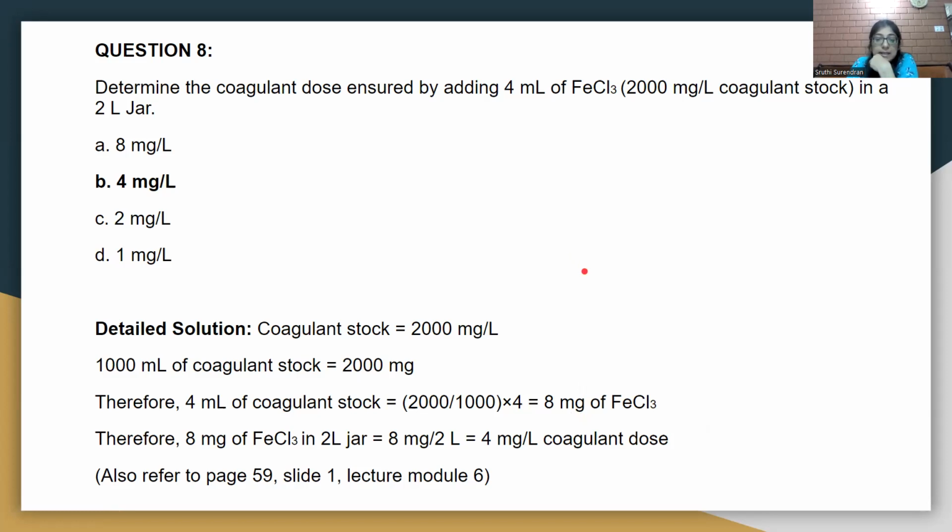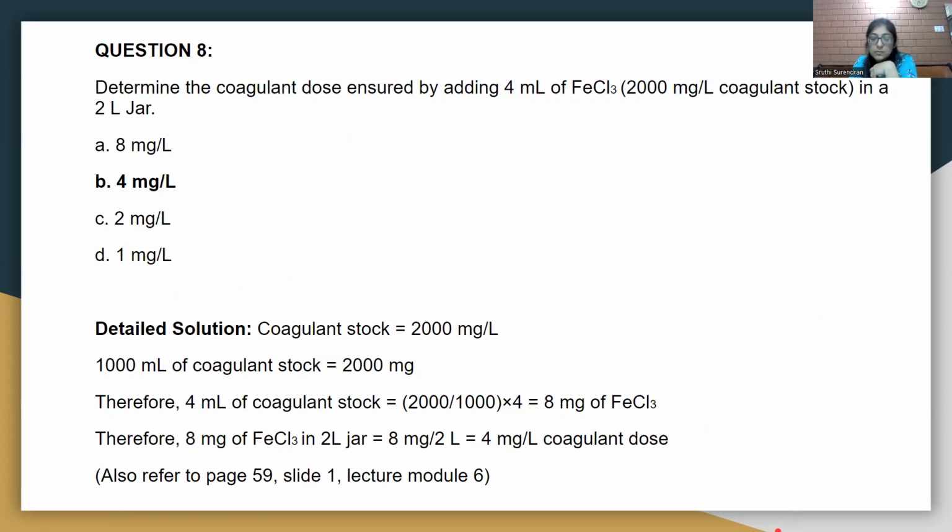So we have 8 milligrams of FeCl3 in a 2-liter jar. That is what is given here: 4 ml of FeCl3 in a 2-liter jar. So we have 8 milligrams of FeCl3 in a 2-liter jar. That is equal to 8 divided by 2, which is 4 milligram per liter, the coagulant dose in the jar.